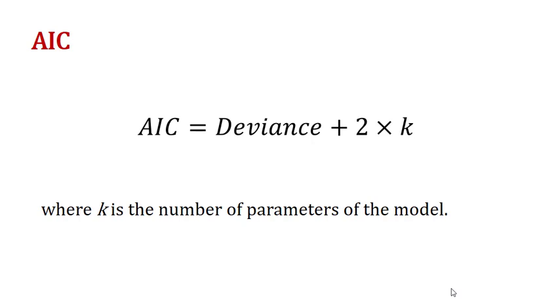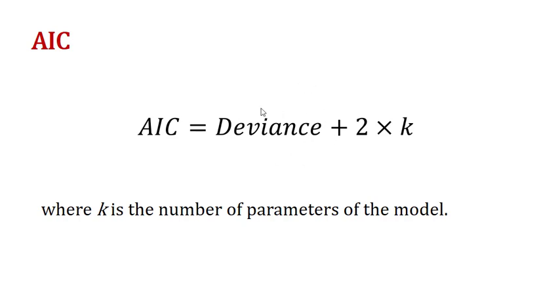AIC stands for Akaike Information Criterion, and basically it is the deviance plus 2 times k, where k is the number of parameters of the model. So basically, the AIC takes into account the likelihood, and then it penalizes for having too many parameters. So basically, the lower the AIC, the better.